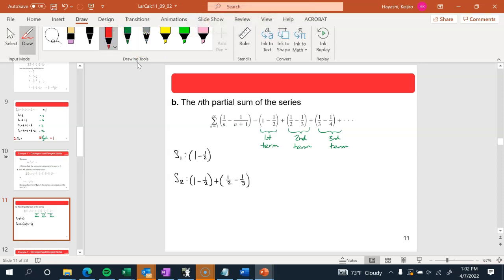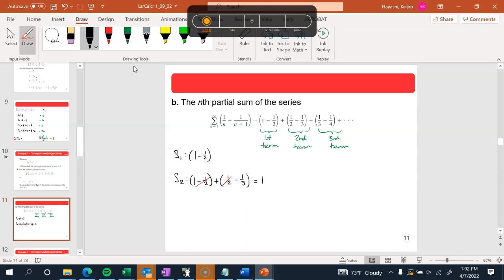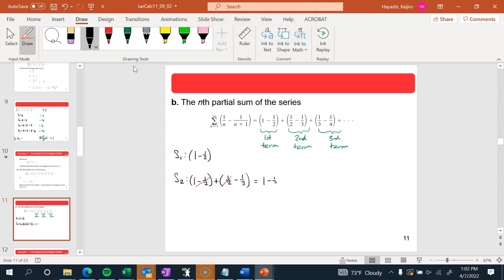Now you might see what's going to happen here. This minus 1/2 is going to cancel out with this plus 1/2. When you actually smush them together, you're going to be left with the 1 that's in the front and the minus 1/3 that's in the back.